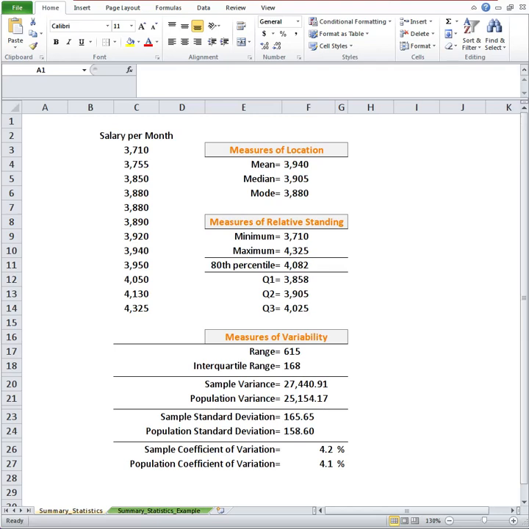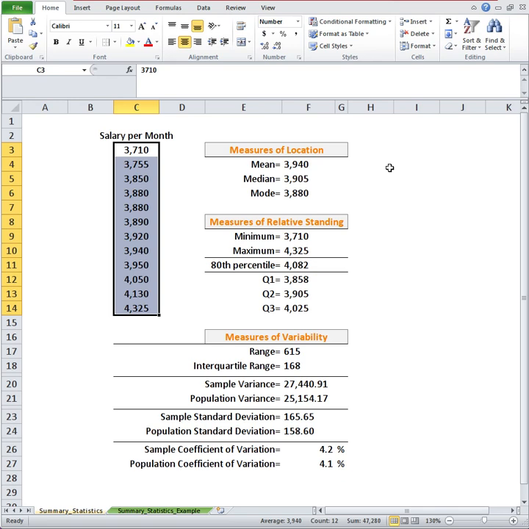Hello, today we are going to learn how to compute some measurements of location, measurements of relative standing, and measurements of variability, which are actually called summary statistics. We're going to do this using Excel 2010, and to do so I am going to use a set of data that has the salary per month of 12 observations.